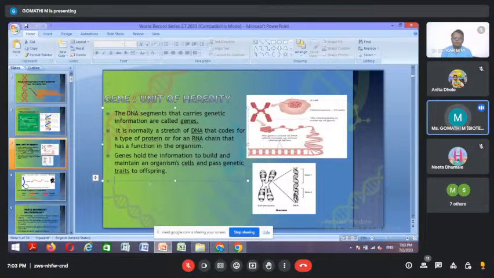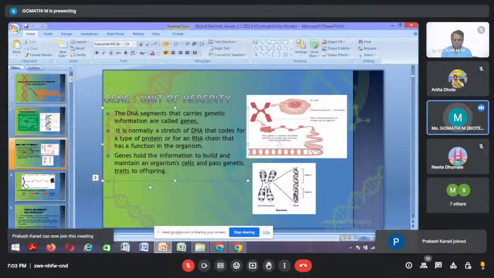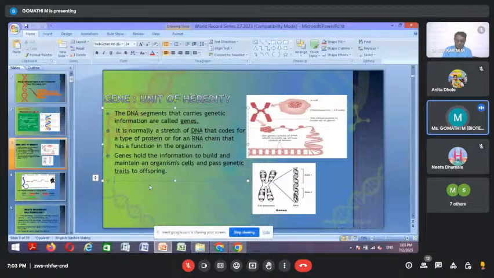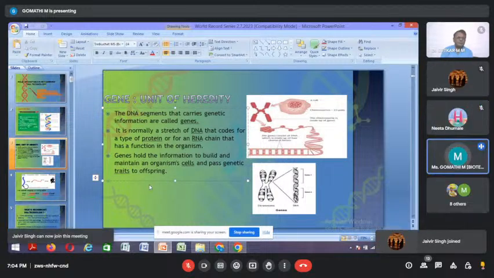In a DNA, a segment that carries the genetic information is called a gene. Genetic information is what is carried from parent to offspring. A gene is normally a stretch of DNA that codes for a type of protein or for an RNA chain that has a function in an organism. Genes hold the information to build and maintain an organism's cells and pass genetic traits to offspring.